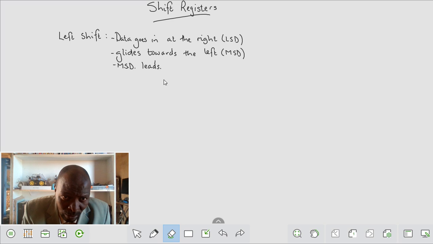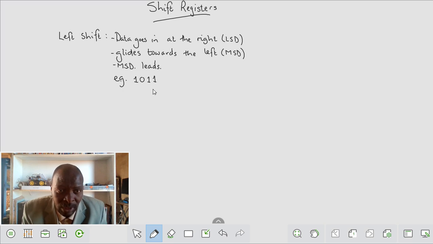Let's take a number, e.g. 1011. These are binary numbers, right? When you are done, the number must read 1011. Therefore, what does it mean? It means that the MSD will have to go in first, followed by the second most significant, all the way up to the least. So they'll follow each other in that order. 1 will go in first, followed by 0, followed by 1, followed by 1.